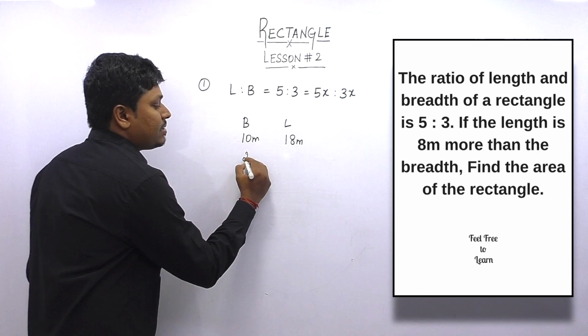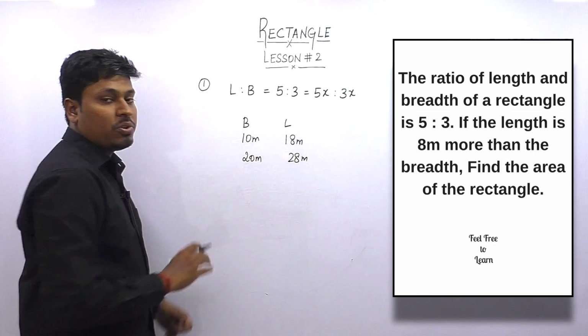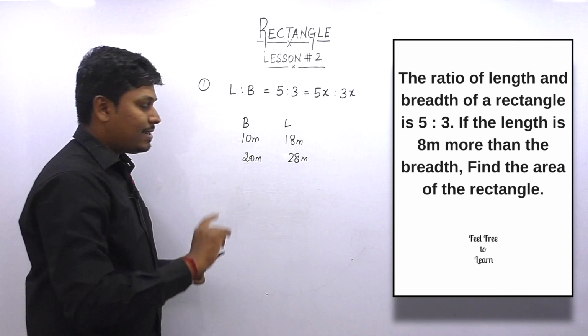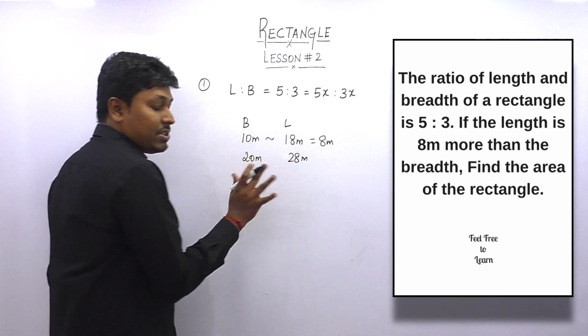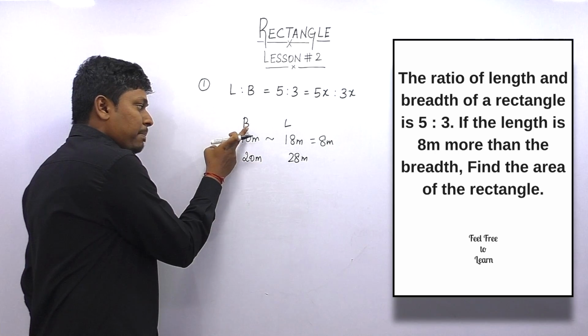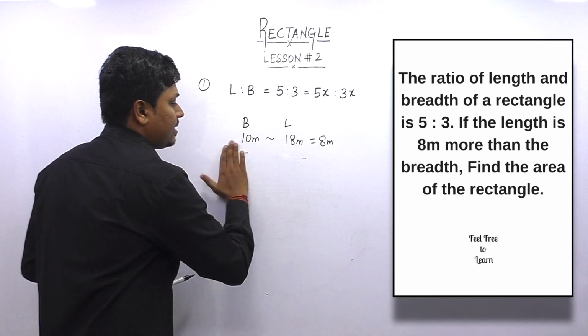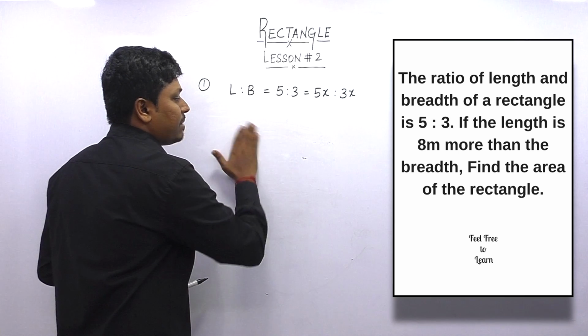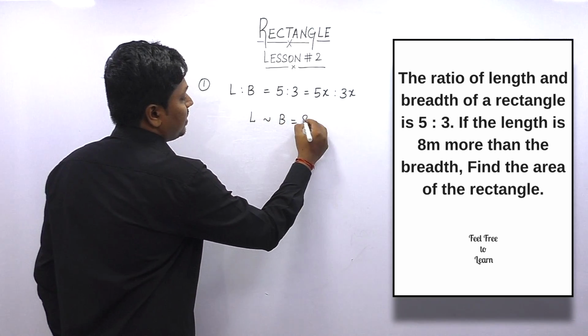In case the breadth is 20 meter, what about the length? Length will be 28 meter, right? 8 meter more than the breadth. So we can directly say that the difference between length and breadth will be 8 meter. Friends, got it? So the difference between breadth and the length in all the cases will be 8 meter. So we can say that the difference between length and breadth is 8 meter. So length minus breadth, the difference will be 8 meter.